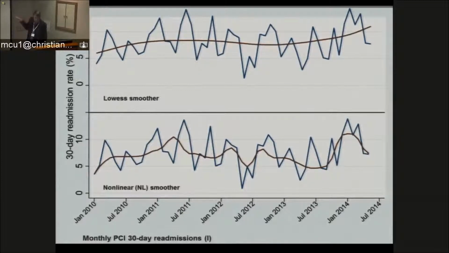And you can see that you get different pictures here. If you over-smooth something, you might get that kind of representation where it looks like it's going up, whereas here the nonlinear one actually captures the peak and then the drop. So that's one of the things in smoothing, or in doing time series analysis. You have to figure out which is the best smoothing to use.